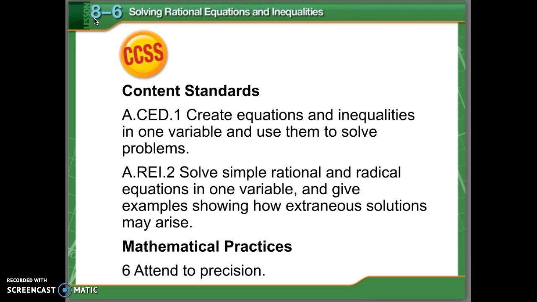We have two content standards to talk about in this lesson. The first one is create equations and inequalities in one variable and use them to solve problems. And the second one is solve simple rational and radical equations in one variable and give examples showing how extraneous solutions may arise. The math practice that we need to focus on is attending to precision.